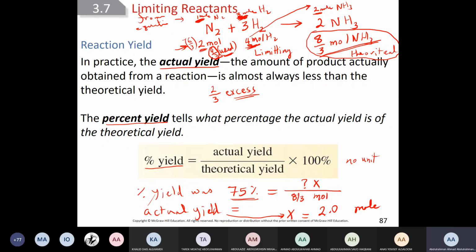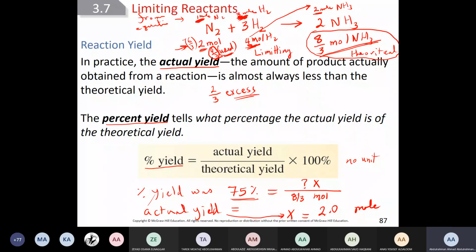Is this clear? Yes. Doctor, how did you know that the yield is 75%? I'm telling you. I said if the experiment was 75% yield, what was the actual yield? Oh, okay.